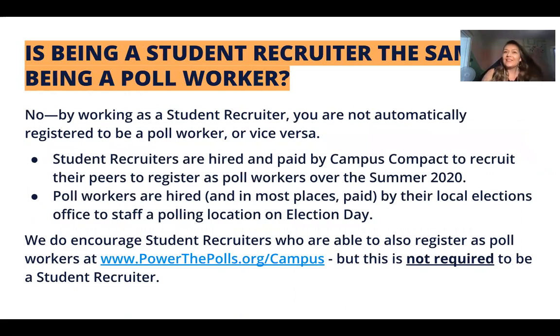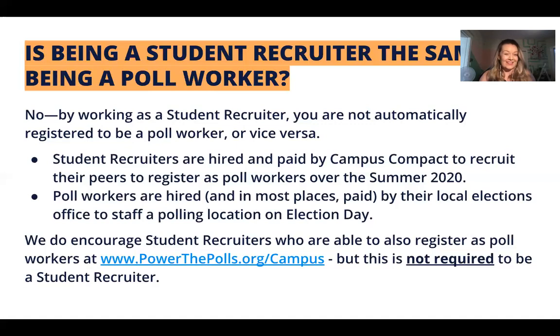Now, this is a question I feel like we're going to get asked a lot, so I wanted to be really clear. Is being a student recruiter the same thing as being a poll worker? No. The answer is no. By working as a student recruiter, you are not going to be automatically registered to serve as a poll worker or vice versa. So to clarify the difference, student recruiters are hired and paid by Campus Compact to recruit their peers to register as poll workers. And they'll be doing this work over the course of summer 2020, so basically over the next month.